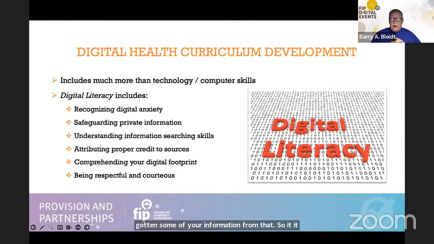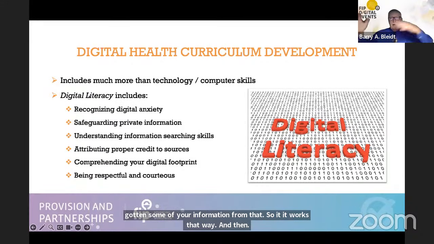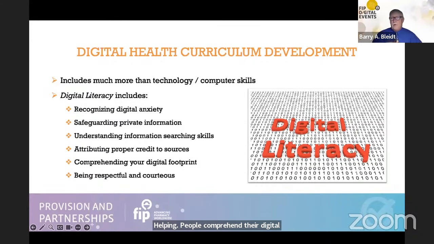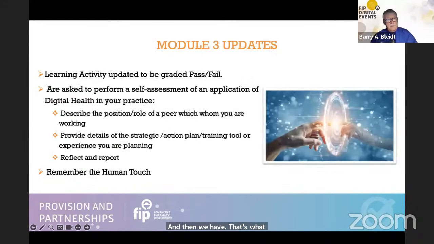And then helping people comprehend their digital footprint. What have they left behind? So that's not just for your students or your patients, but also for you. And then, of course, common courtesy. Being respectful and doing that. So this is all about digital literacy. And that's what we've built on. And then the next slide, please.